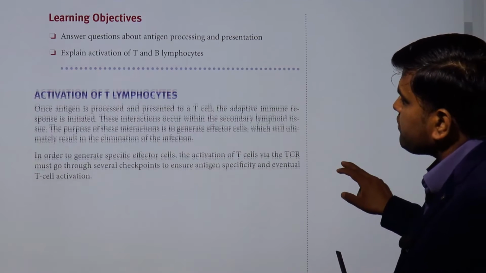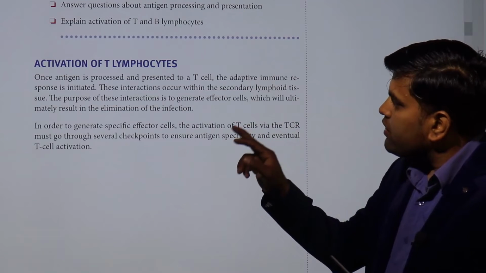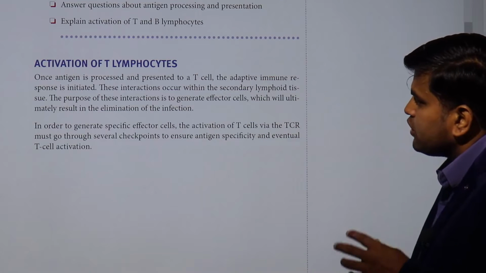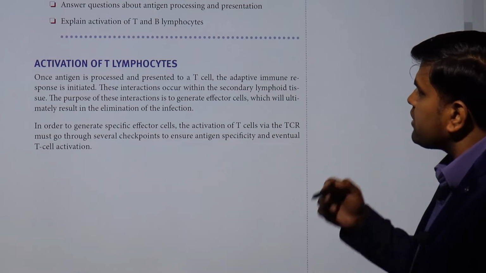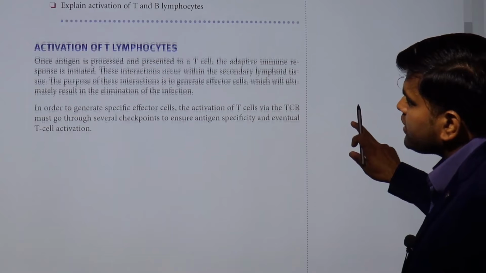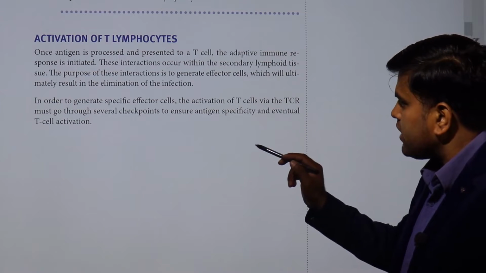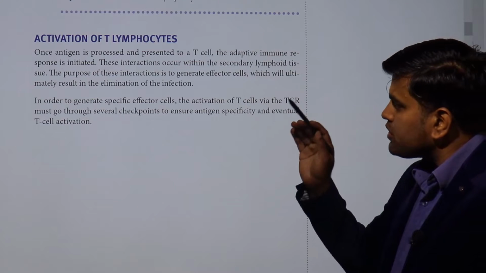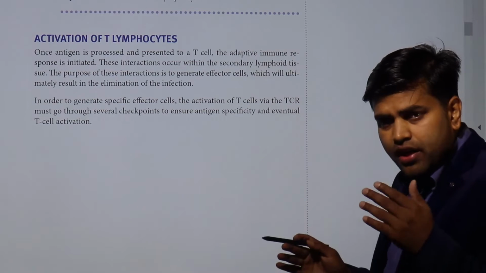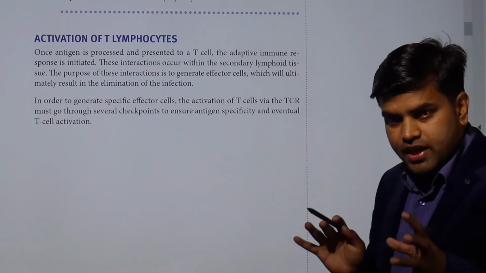The purpose of this interaction is to generate the effector cell, which will ultimately result in the elimination of the infection. So what is the main purpose of this interaction? To generate the effector cell, which will result in the elimination of the infection. In order to generate a specific effector cell, the activation of the T cell via the T cell receptor must go through several checkpoints. So there are different checkpoints to ensure the proper T cell is activated.